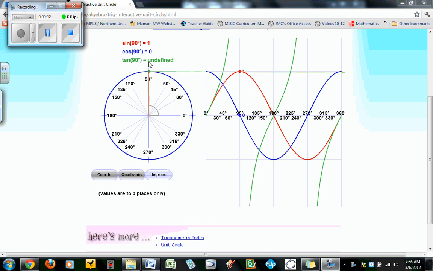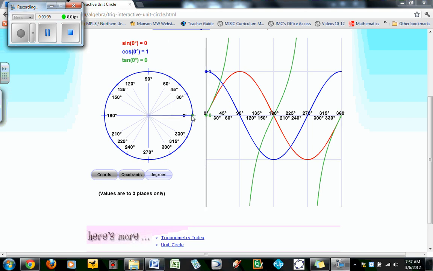Okay, first off in this lesson, I want to show you the sine, cosine, and tangent values of 0, 90, 180, 270, and then 360, which is the same as 0. But I want to show you that, and I want to describe why those values are what they are.